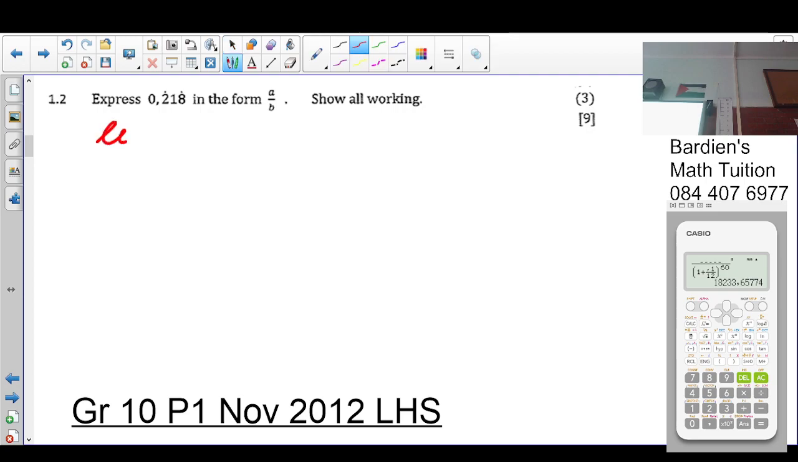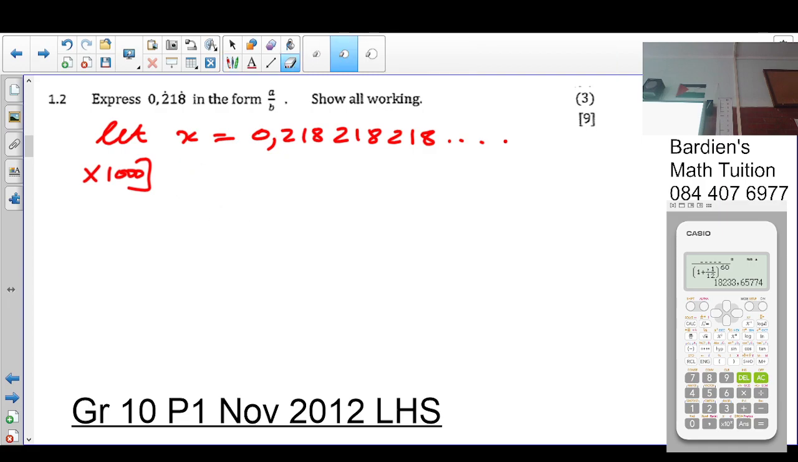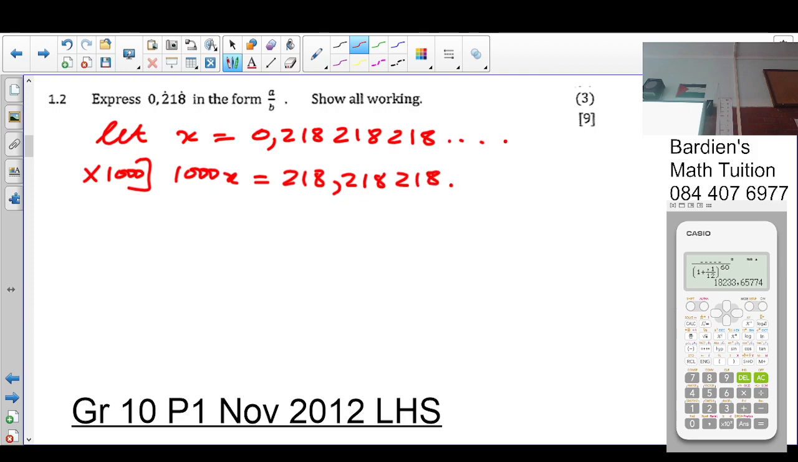So what I do is I say let x equal 0,218,218,218, and the number carries on till infinity. How many sets of numbers are recurring? 3. So I multiply this by 1,000. If it was 2 numbers recurring, then I would multiply by 100, and if 1 number is recurring, I multiply it by 10. So it's going to be 218,218,218, and so on.